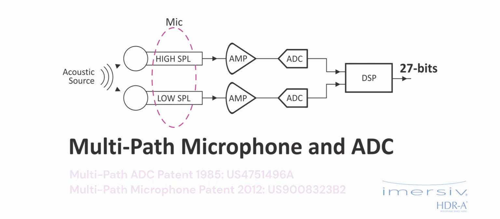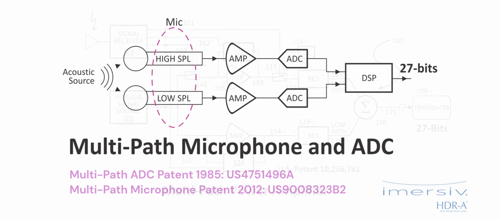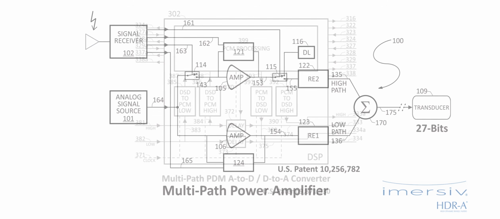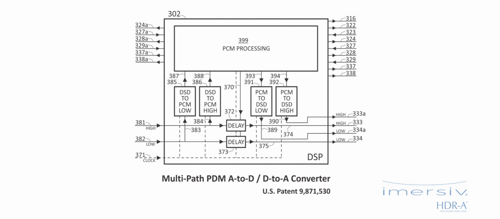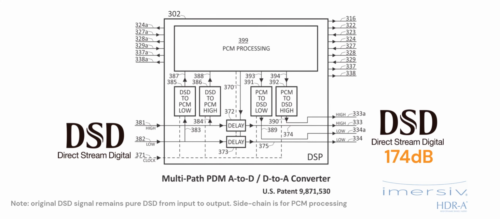You could also read the Chinese patents, which, by the way, are really hard to get. You could also explore multipath microphones and ADCs, with patents going back nearly 40 years. Here's a very recent patent. It's my patent for a multipath audio power amplifier. And here's one for a combination ADC and DAC that's designed for 1-bit DSD audio.